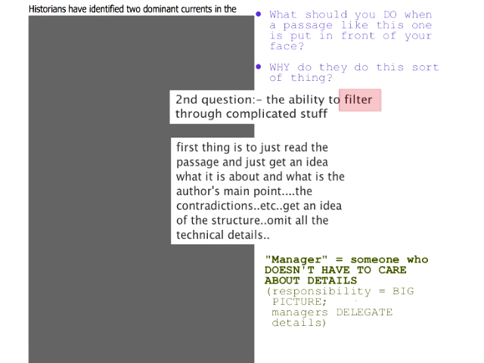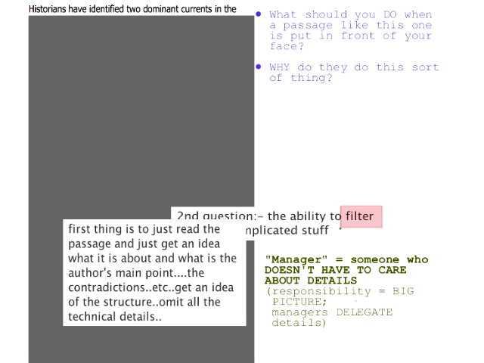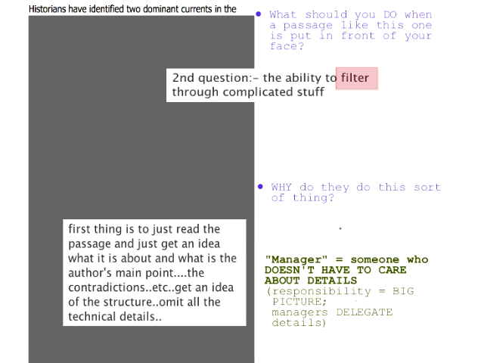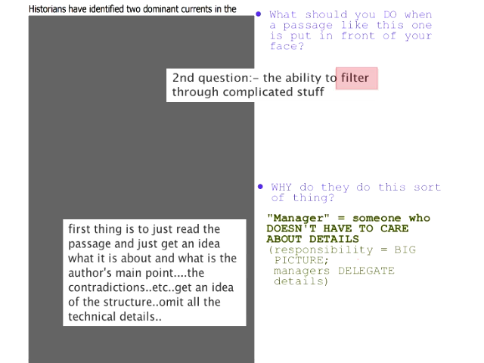So the second question is really probably the question I should have asked first, because it really gets to the heart of why you would want to do what you want to do. But why do they do this sort of thing? At the end of the day, it's because ultimately these people are going to be, hopefully, in some sort of managerial position. So they want to make sure that you can get an idea of what it is about without the technical stuff. And I kind of like this comment as well.